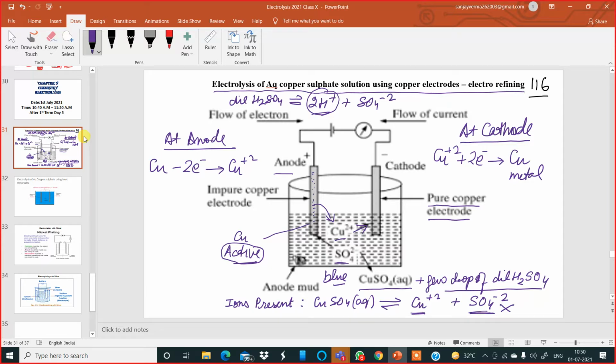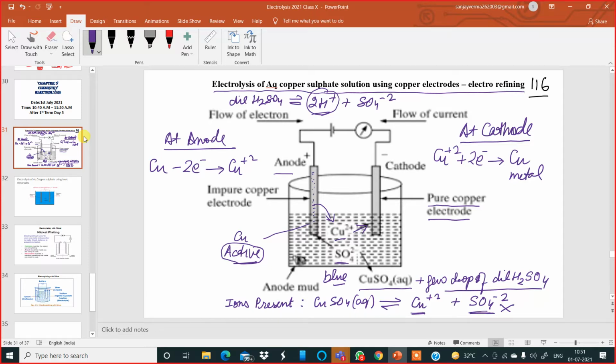So you can see here that at the cathode, copper ion is lost. At the anode, copper ion is produced, which means as long as we continue with this process, the blue color of this electrolytic solution will remain. It will not get discharged. So for the loss of every copper ion at the cathode, a copper ion is generated by whom?